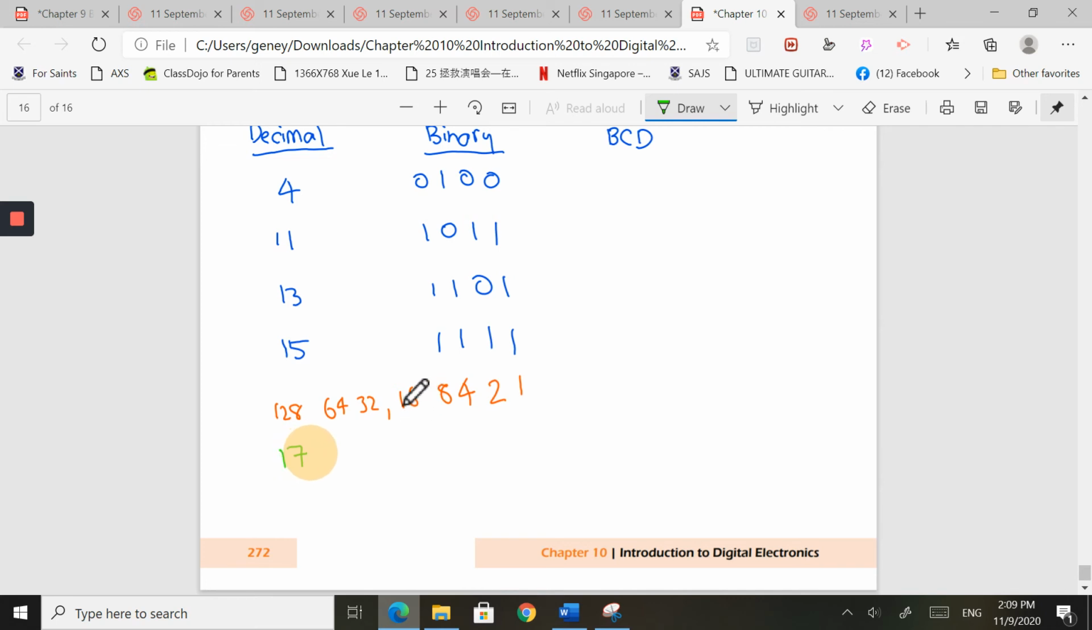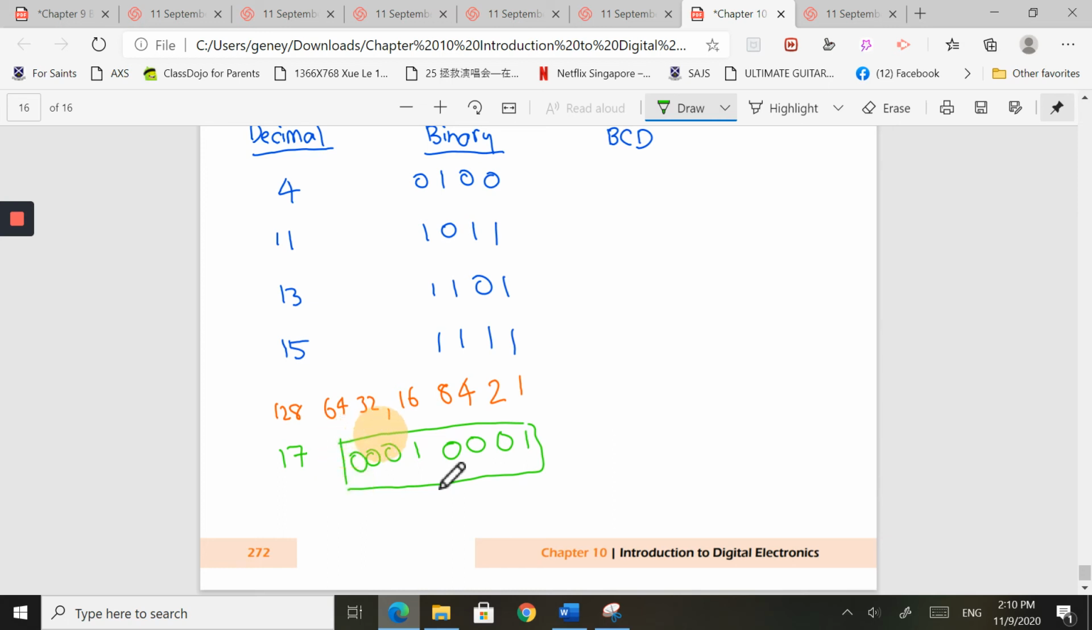So for 17, I want the 16 plus 1. 16 plus 1 will give me 17. So I do want the 1. I don't want the 2, so 0. I don't want the 4. I don't want the 8. I want the 16, right? I don't want the 32, I don't want the 64, and I don't want the 128. Yeah? So the binary equivalent of 17 is 0001, 0001. Okay?